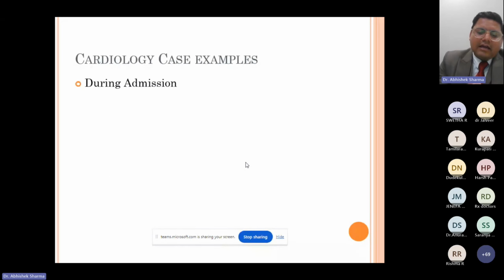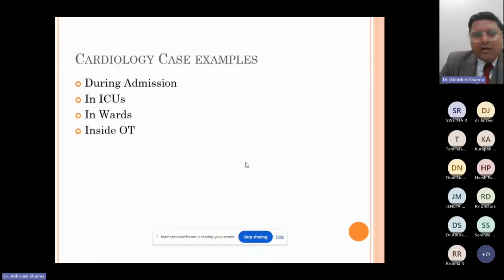Now as a quality manager, I can divide the process of medication management into admission, while admitting the patient, when the patient is in ICU, while the patient is in ward, while the patient is inside the OT, and while the patient is getting discharged. All these areas have a chance of a wrong medication reaching the patient. So I would like to discuss one case.